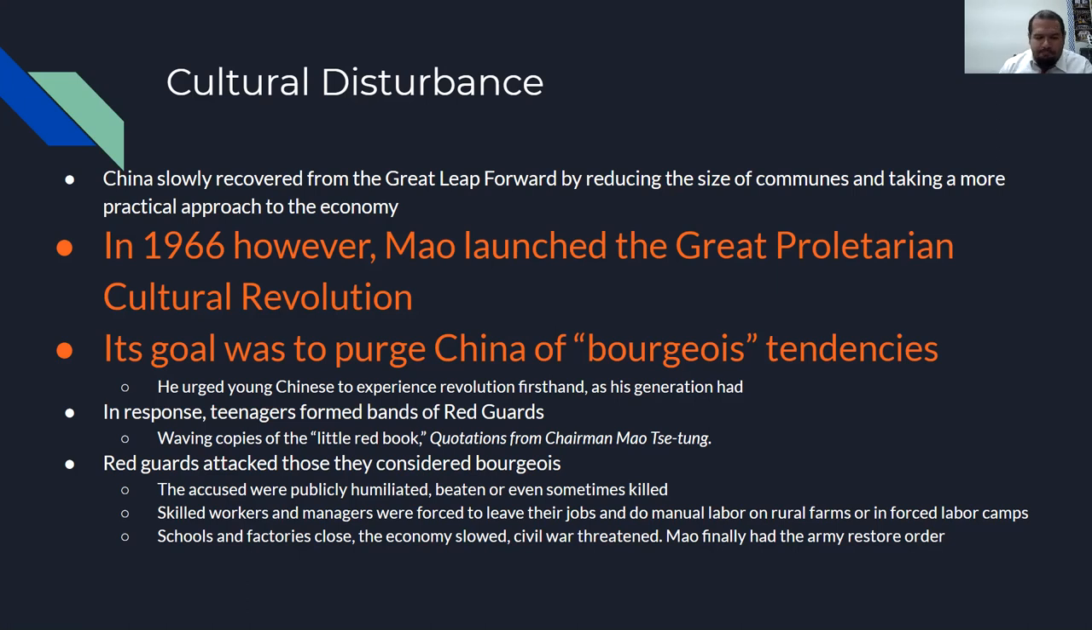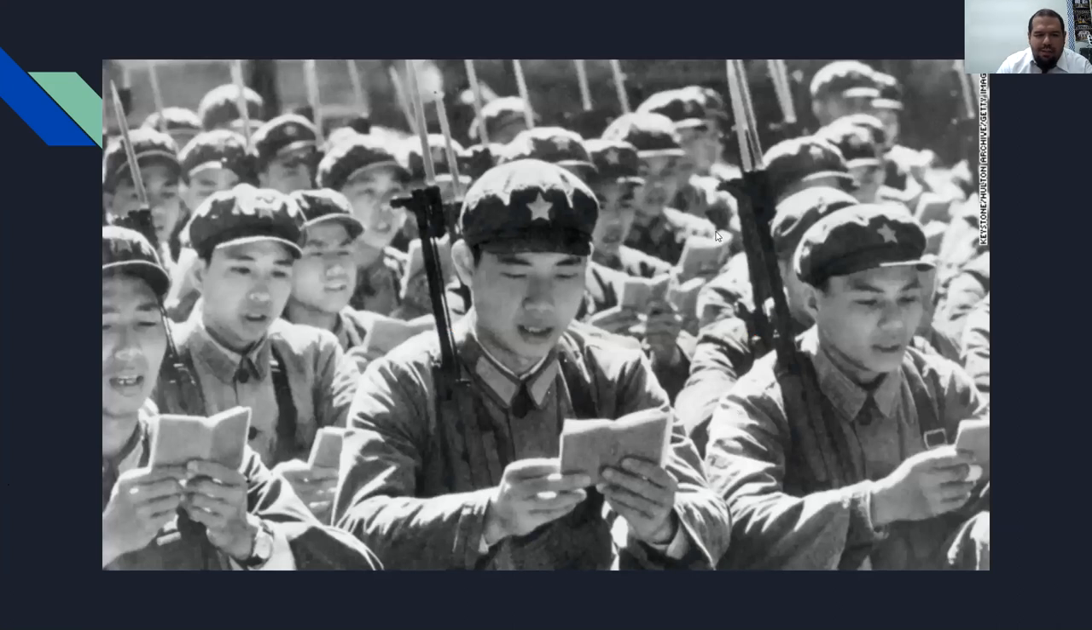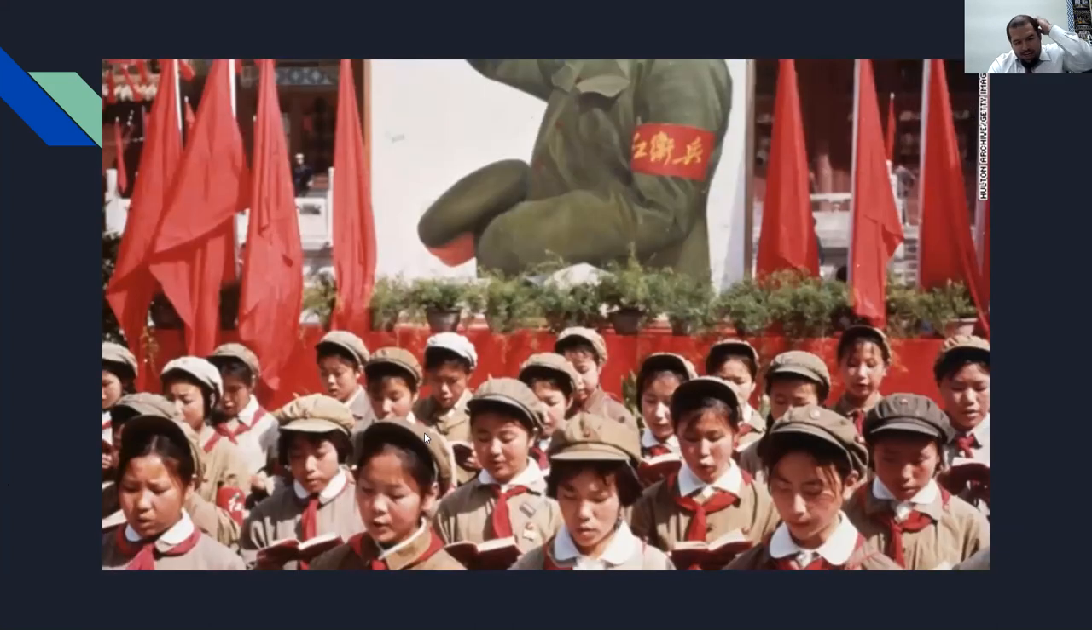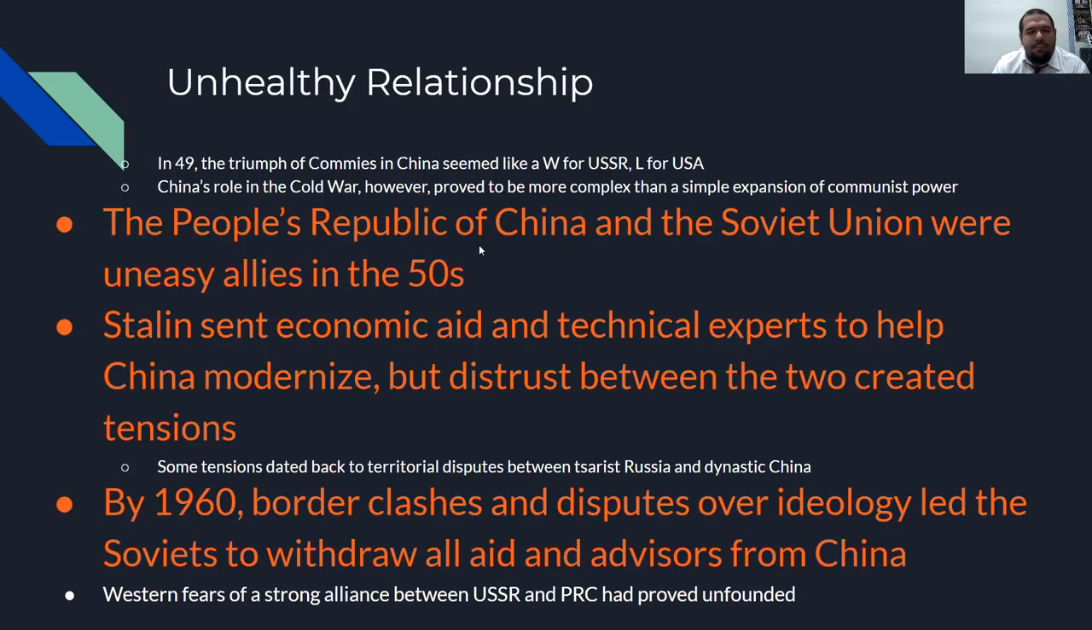But, you know, here you have some of the Red Guard reading their quotes of the Little Red Book. Here you have another group of kids, teenagers, boys and girls.